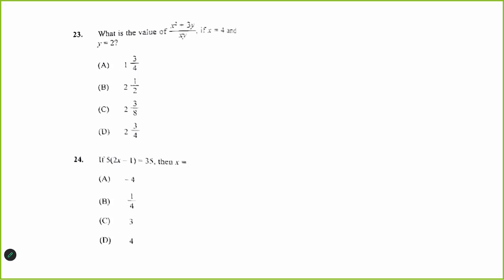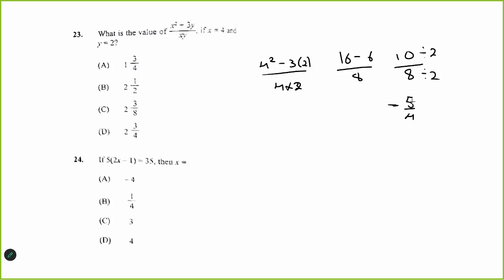What is the value of x squared minus 3y over xy? So x is 4, y is 2. That's 4 squared minus 3 by 2 over 4 by 2. That's 16 minus 3 2s are 6, that's 10, over 4 2s are 8. Right? 10, 8, this is divisible by 2, this is divisible by 2. You'll get 5 over 4. 4 could go into 5, 1 and a quarter.